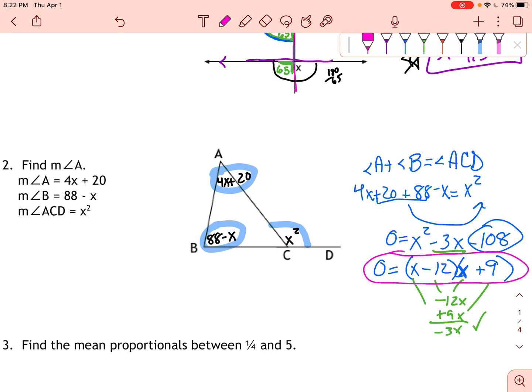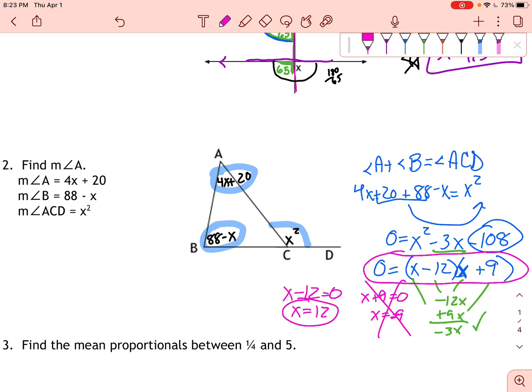They're not my answers. Now I have to take my factors and set them both equal to 0. So I get x is equal to 12 and x equals negative 9. Always take your answers and plug them back in. Negative 9 works here, negative 9 works here. Negative 9 does not work here because it gives you a negative angle A. So negative 9 is ruled out as an answer. So my answer is x is 12.